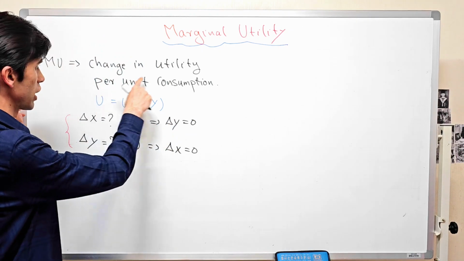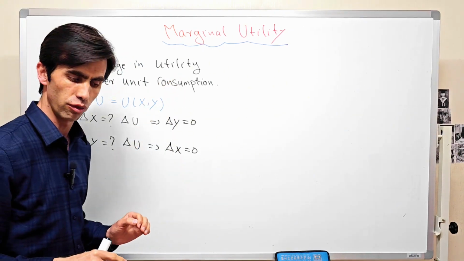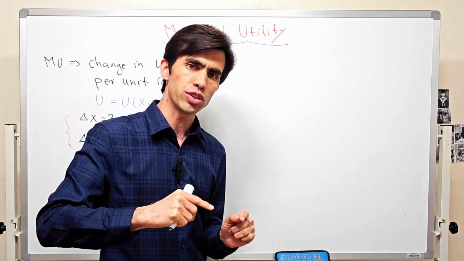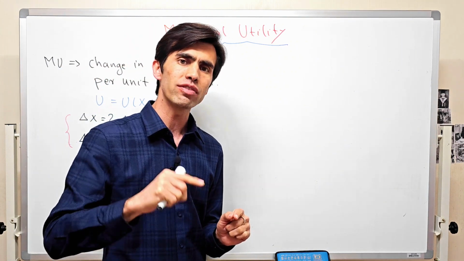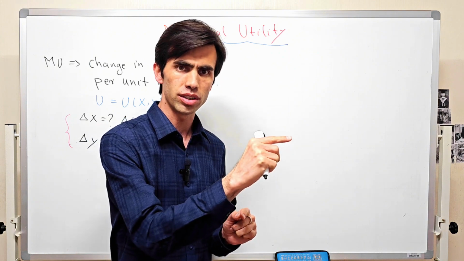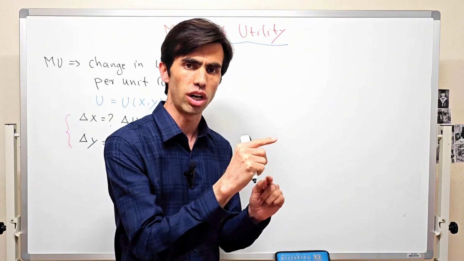Marginal utility is the change in utility per unit of consumption. When we are adding 1 unit of consumption of one of the goods, what will happen to the overall utility level while the consumption of other goods and services is fixed?